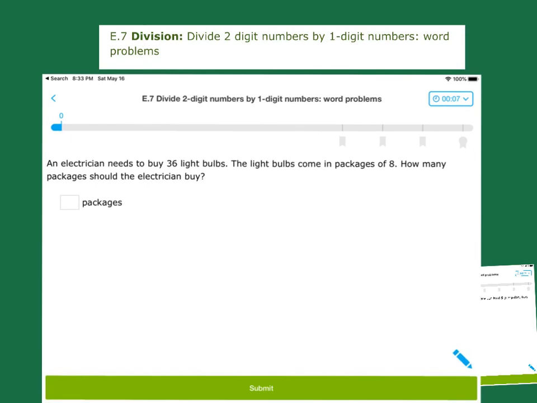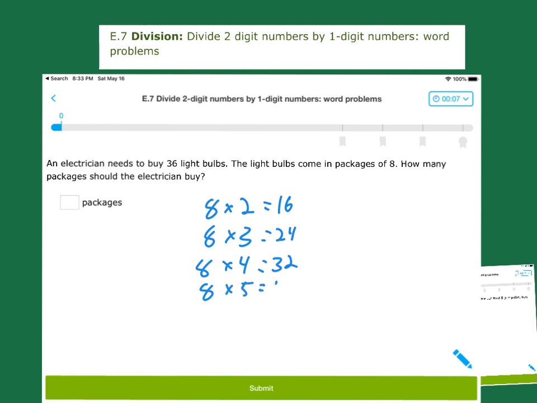This one says, an electrician needs to buy 36 light bulbs. The light bulbs come in packages of 8. How many packages should the electrician buy? Now this one's kind of nice because, if you know your facts with 8, this should be a little bit easier. So if we go 8 times 1 is 8, 8 times 2 we know is 16, 8 times 3 is going to be 24, 8 times 4 is going to be 32, and 8 times 5 equals 40.